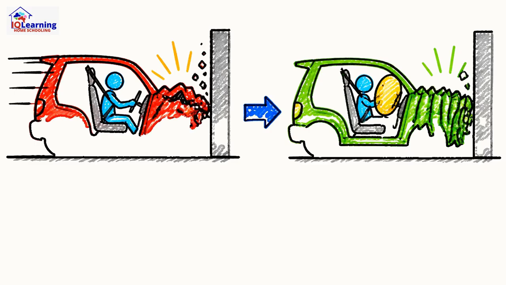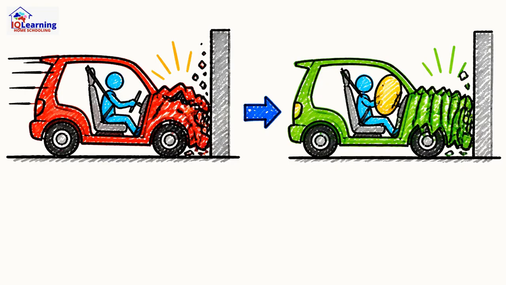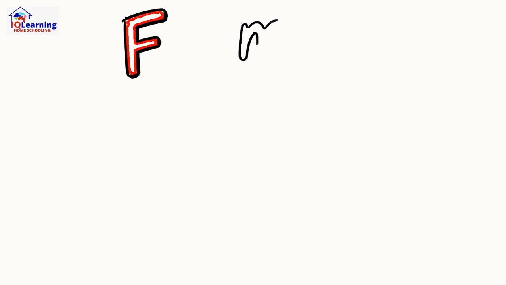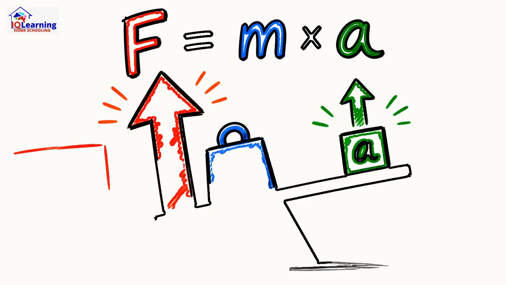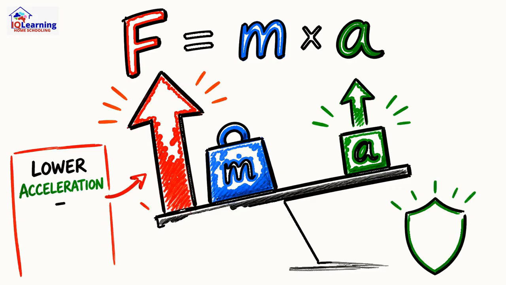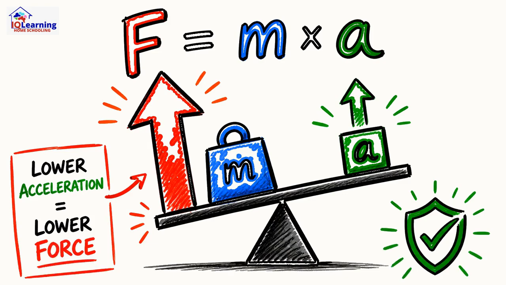They are designed to squash and stretch, increasing the time of the collision by mere milliseconds. By stretching out that time, they drastically reduce the deceleration. And since force equals mass times acceleration, lowering the acceleration means lowering the force that hits you. It's the physics of survival, written in the slope of a line. So these aren't just graphs, they are blueprints for saving lives.